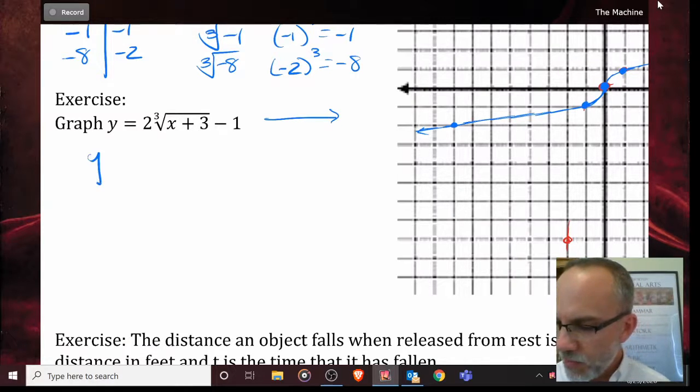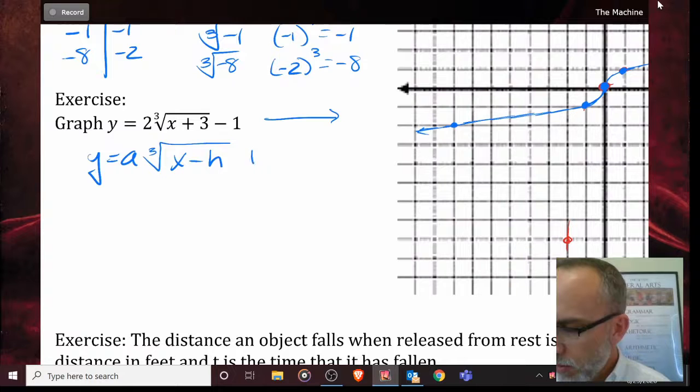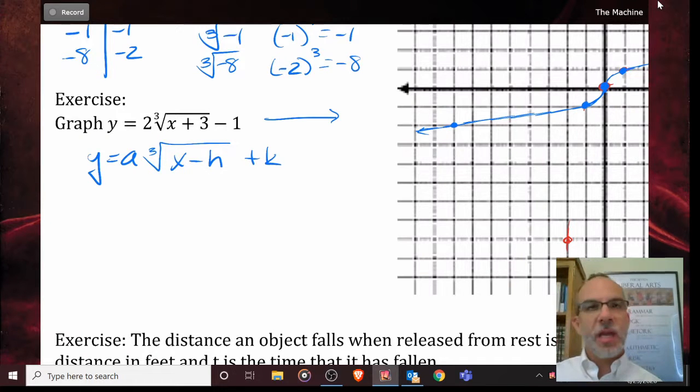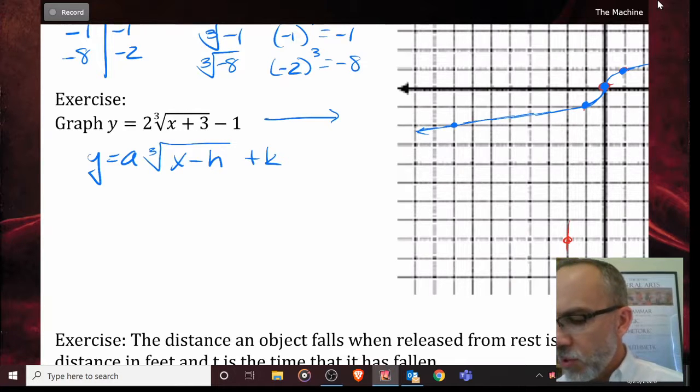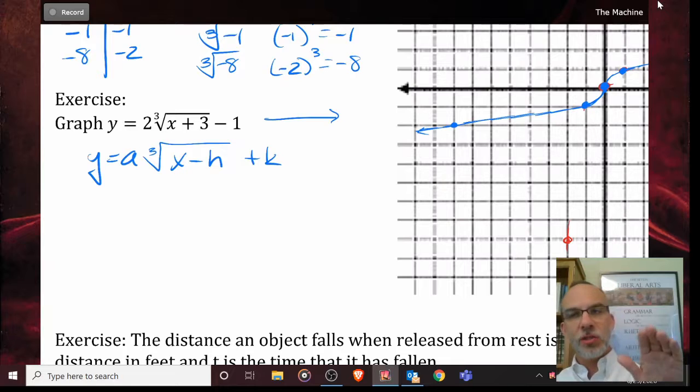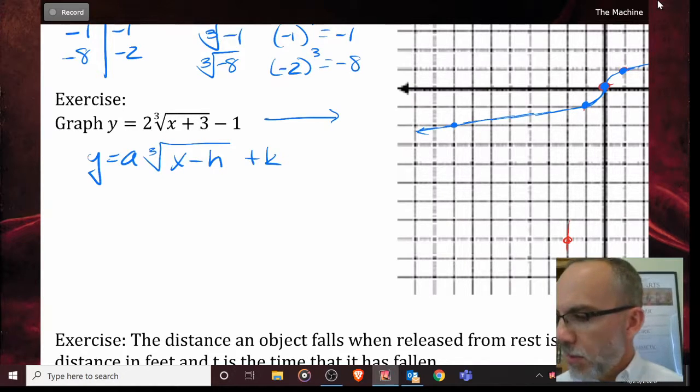This is the same thing as y is equal to a times the cube root of x minus h plus k. H and k still mean a shift left and a shift right, and then the a there is a stretching. So plot some values there. Be smart about the values that you pick for x. You want to find values of x that allow you to take the cube root of x plus 3 easily. And then I will leave that as an exercise for you.